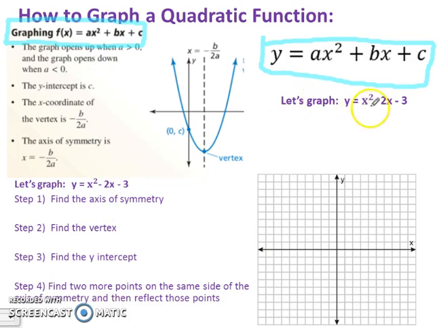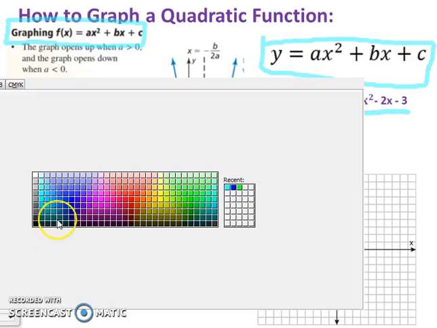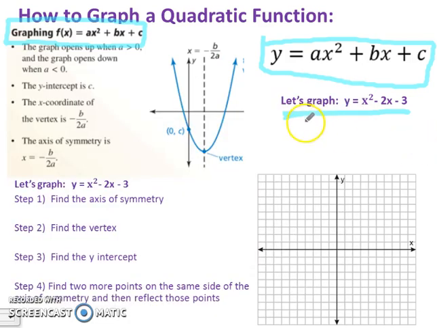So first of all, we're going to graph this function right here: y equals x squared minus 2x minus 3. First of all, is our graph going to open up or down? Remember, to determine if our graph opens up or down, we always look at our x squared term and determine if it's positive or negative. In this case, it's positive, which means that our graph is going to open up. And that's because of that x squared. So we know it's going to open up because our a is greater than 0.